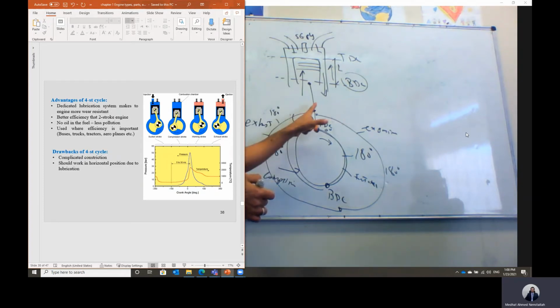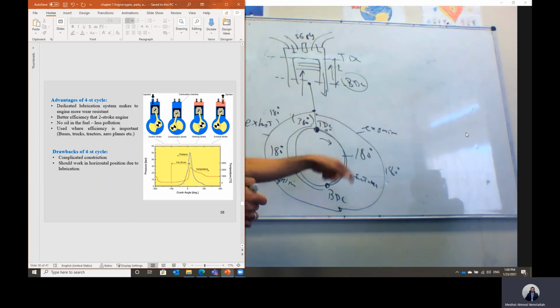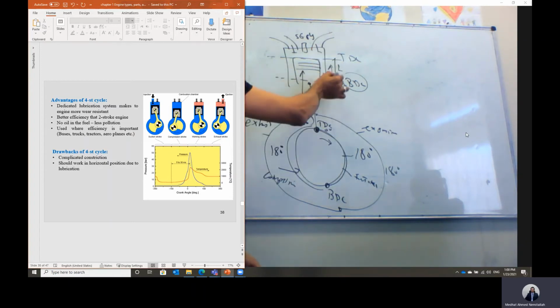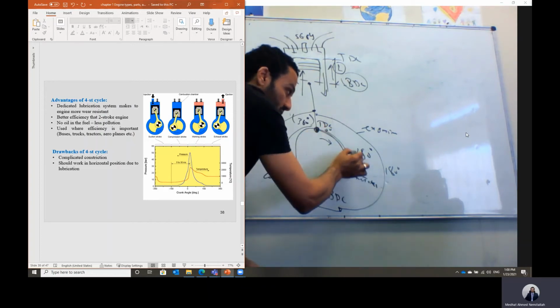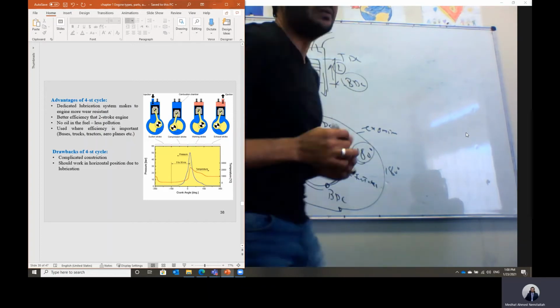Okay, and this is how we can translate the piston movement from the top dead center to the bottom dead center in terms of degrees. So for each stroke movement, we have half a revolution, which is 180 degrees in this case.